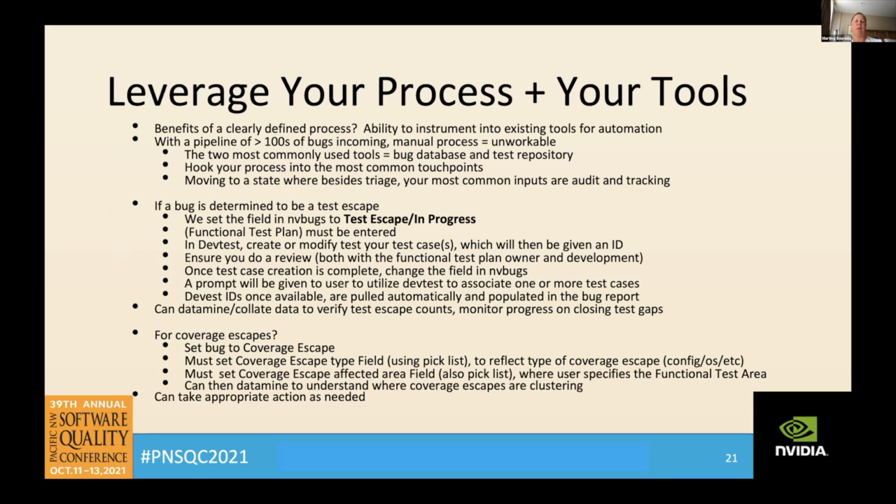So as I had mentioned before, our two most commonly used tools are the bug database and the test repository. So we knew when we built this process, we have to hook that into those most common touch points. So we did that with NV Bugs, but we also did a hookup to the test repository, right? And the idea is that we want to move to a state where, besides doing triage, your most common inputs are just going to be either auditing or tracking. That's it. And even just as an aside, on an interesting note for triage, one of the things that we started to look at is building out deep learning models to do even that.